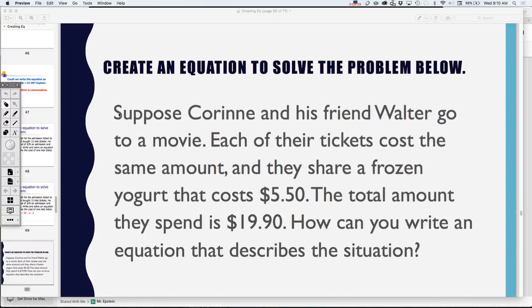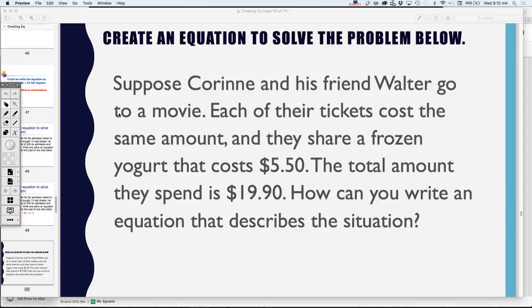Okay, so there was the solution. Create an equation to solve the problem below. Suppose Corinne and his friend Walter go to a movie. Each of their tickets cost the same amount and they share a frozen yogurt that costs $5.50. The total amount they spend is $19.90.